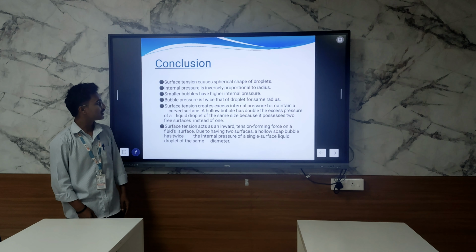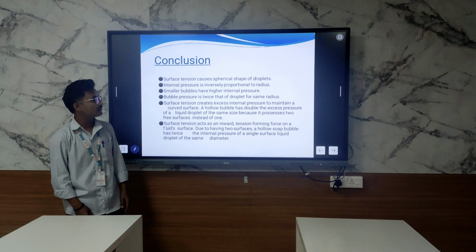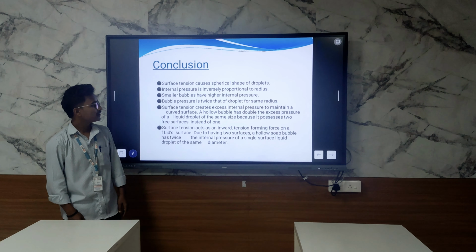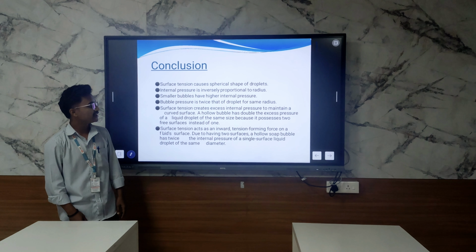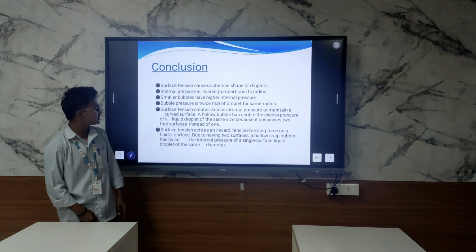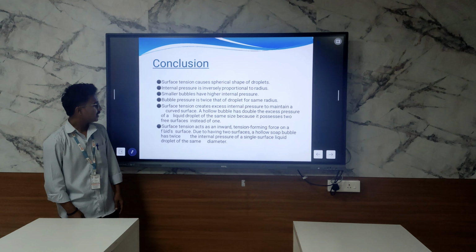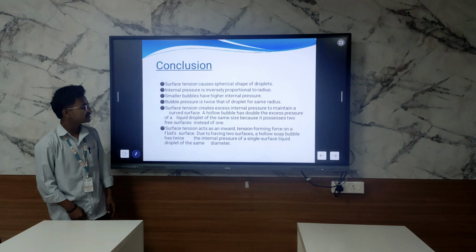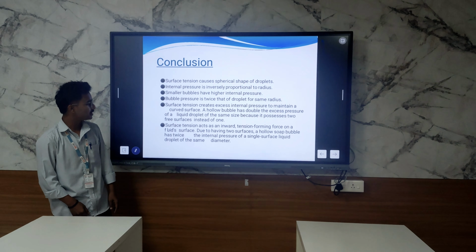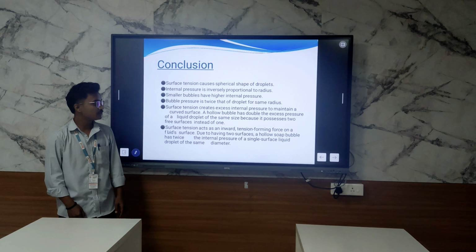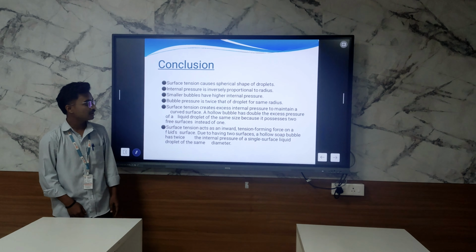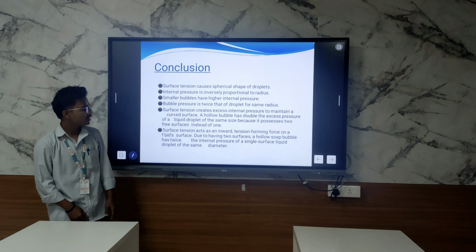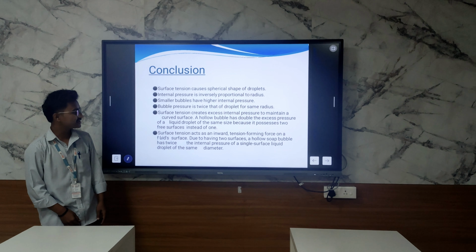To maintain the curved surface, a hollow bubble has double the excess pressure of a liquid droplet of the same size, because it possesses two free surfaces instead of one. Surface tension acts as an inward tension, forming a force on the fluid surface. Due to having two surfaces, a hollow soap bubble has twice the pressure of a single surface liquid droplet of the same diameter.